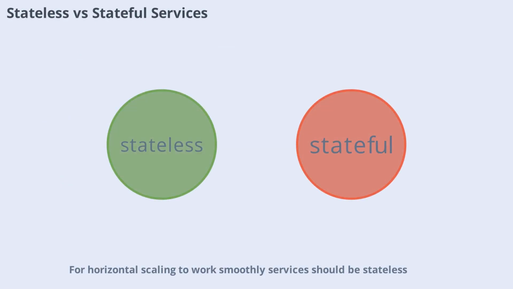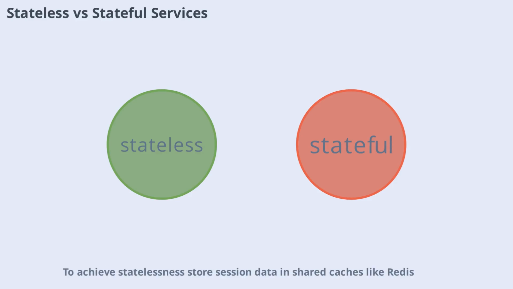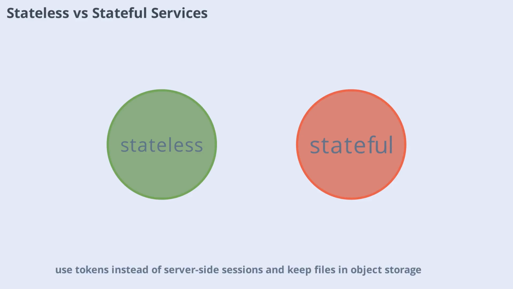For horizontal scaling to work smoothly, services should be stateless. A stateless service doesn't store session data locally, so any server can handle any request. This allows the load balancer to distribute traffic freely, avoiding hotspots and making it safer to add or remove servers. To achieve statelessness, store session data in shared caches like Redis, use tokens instead of server-side sessions, and keep files in object storage. This shift is crucial for scaling out efficiently.